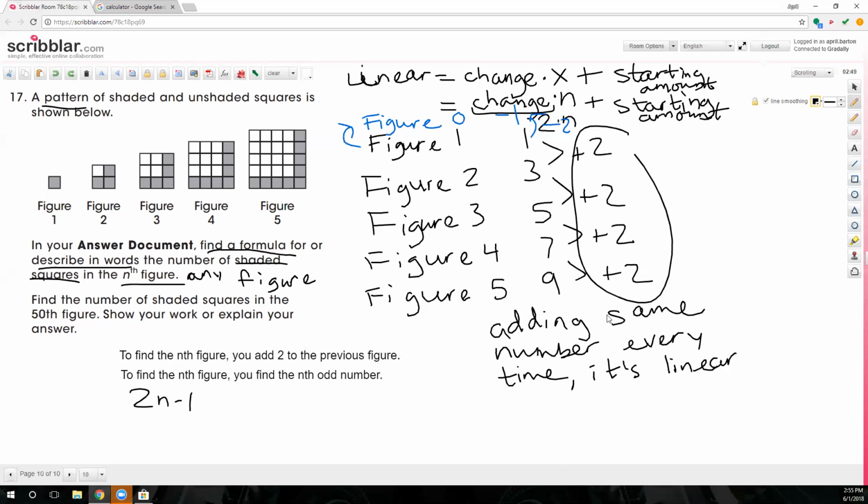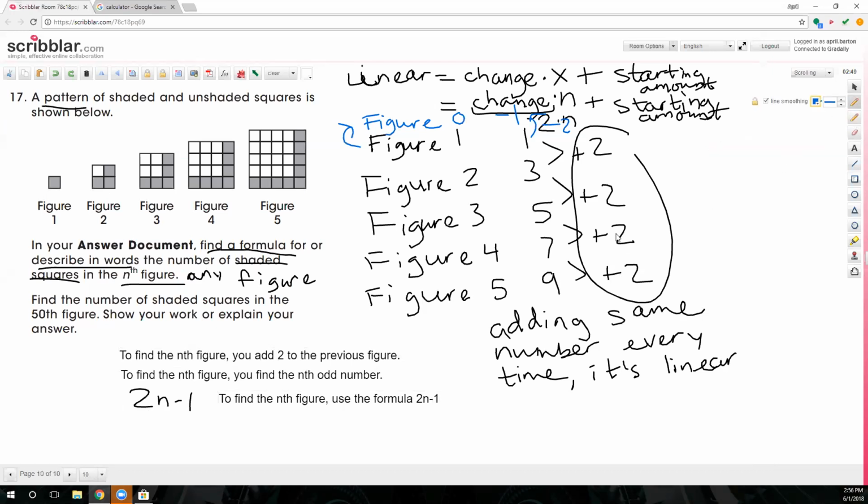So you guys are both correct. -1 is that starting amount. So then you could say to find the nth figure, use the formula 2n minus 1. So 3 different ways that should still answer that first part of the question. So then there's usually more than one part.